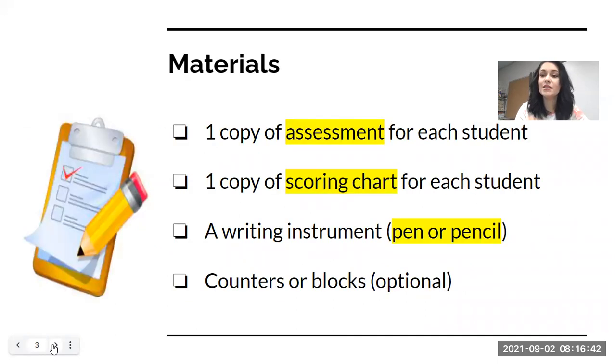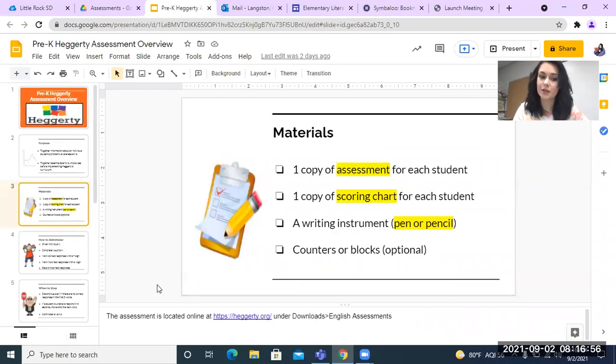So what we're going to need to give this assessment is a copy of the assessment for each student and the scoring chart, just something to write with, and then you may need some counters or blocks to use as manipulatives. I'm going to go ahead and reduce my screen here.